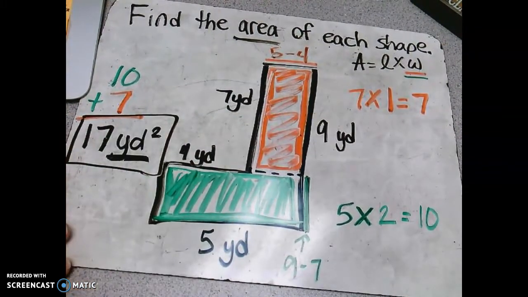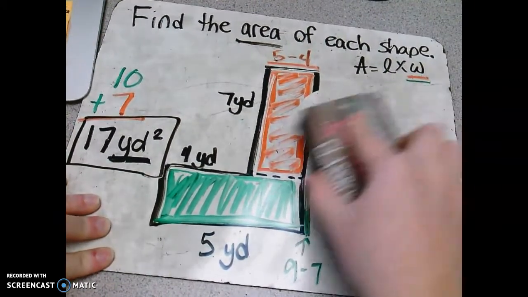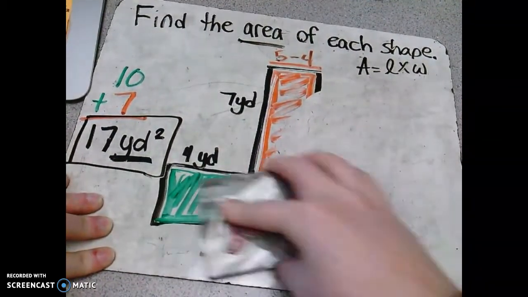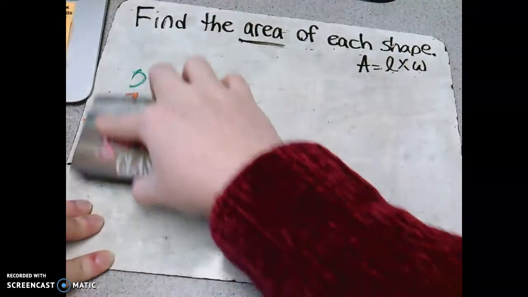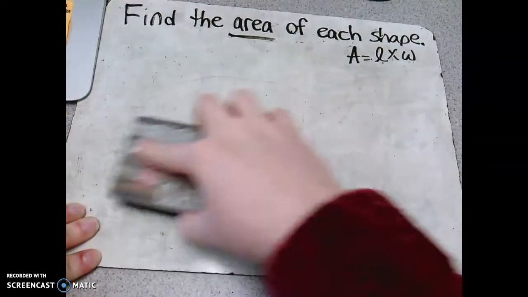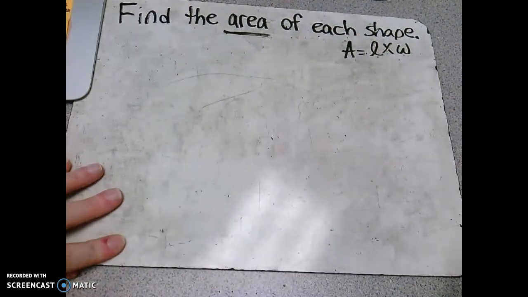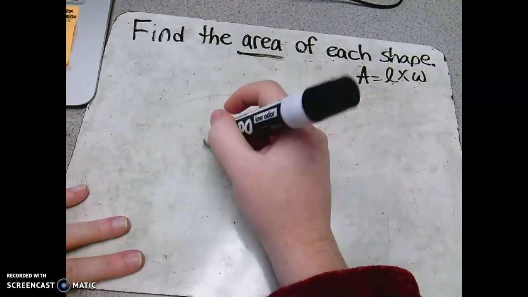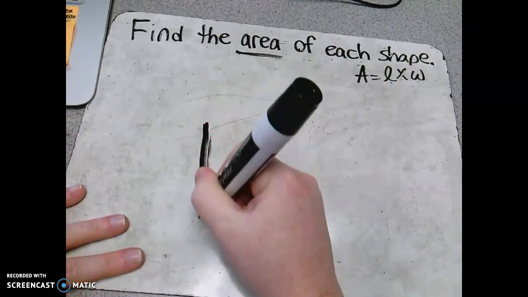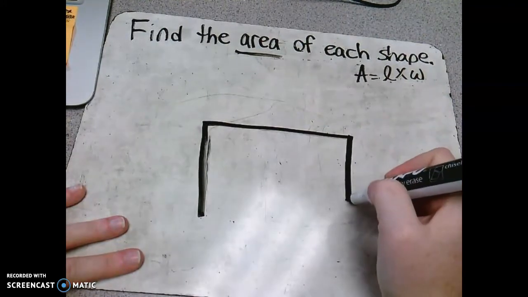Okay? We're going to do another one together. Let me erase this. Now if you need to, while you're watching this video, grab a piece of paper and do it with me. That way you have notes for when you do it on your own. Alright, our next shape we're going to practice together looks like this.